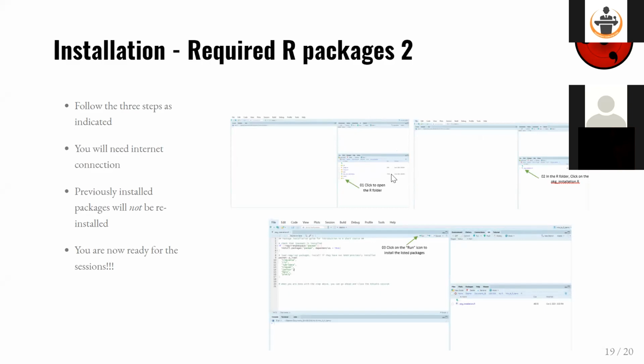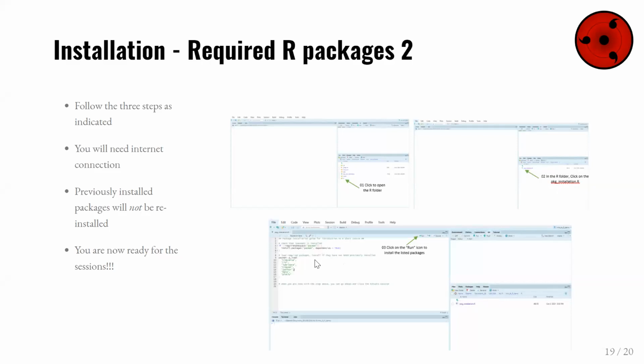And when you have done double clicking on that R, it has just one file, package_installation.r. You want to click on that, and then it's going to open the 4th pane for you, which is going to open at the top left. Okay, so when that happens, there is a button here that is called run.